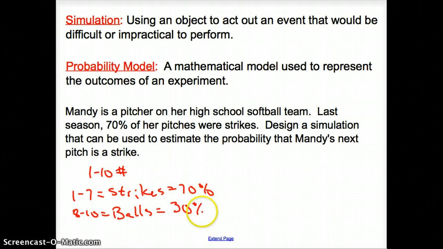And you could pick those numbers out of a hat, out of a bucket, and that would be our probability model where we represent strikes as 1 through 7, balls as 8 through 10. Now there are different models that you could use. You could use a 10-sided dice. You could use the alphabet, 10 letters of the alphabet, where A through the 7th letter are strikes, and then X, Y, and Z are all balls. So there are different ways to represent simulations using different probability models.